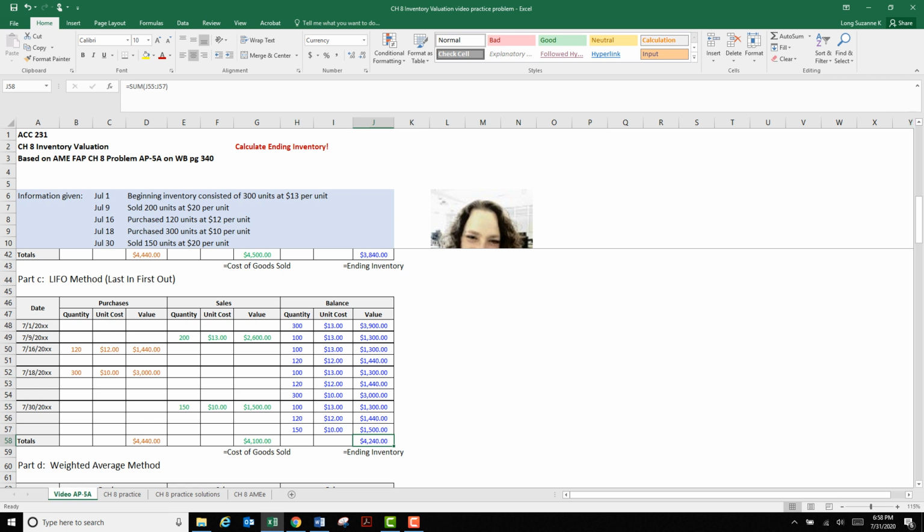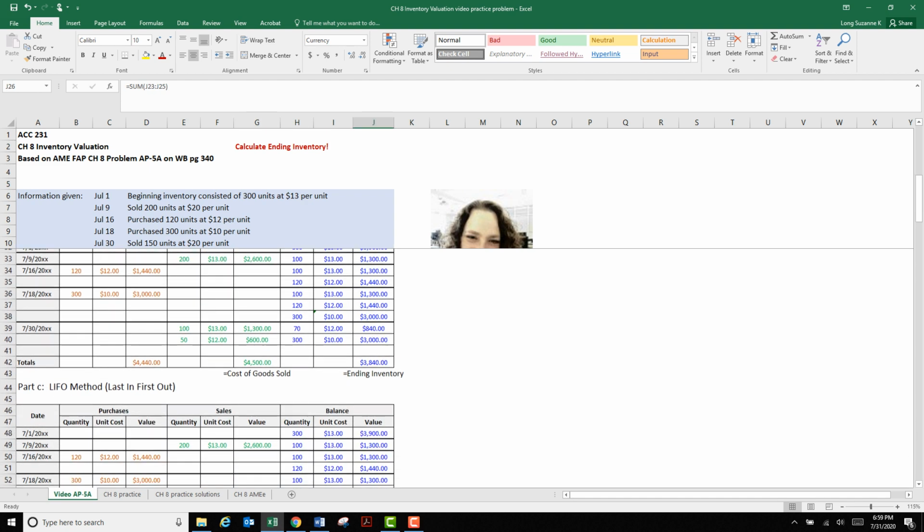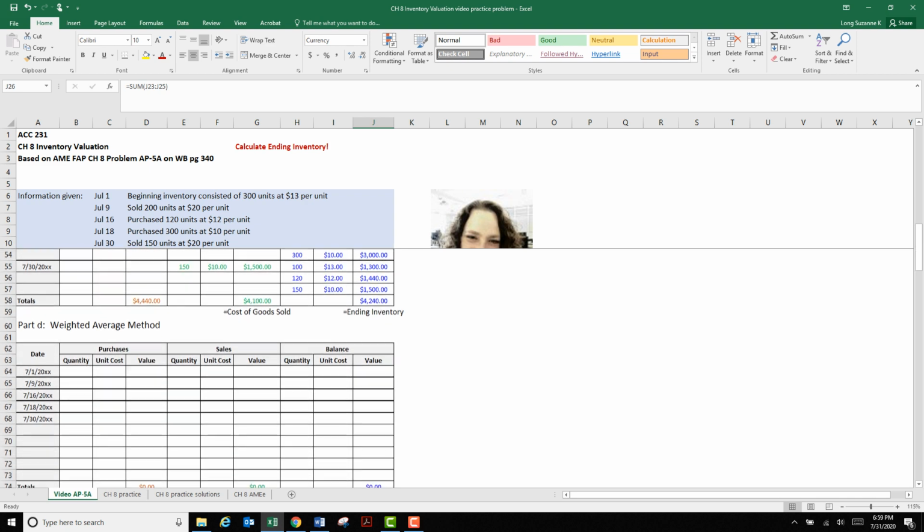Let's compare that to FIFO. FIFO had higher cost of goods sold, but LIFO has higher ending inventory. And then we can compare that to the specific identification method. That one was right around 4,000 each. And we see how these 2 methods, it's a little bit different way of costing. Let's keep going and finish off the weighted average method.